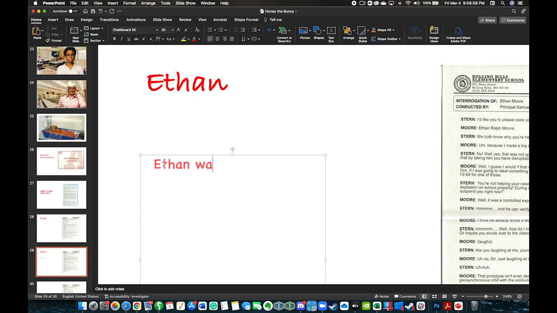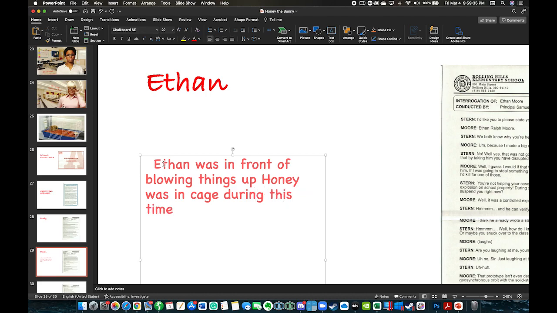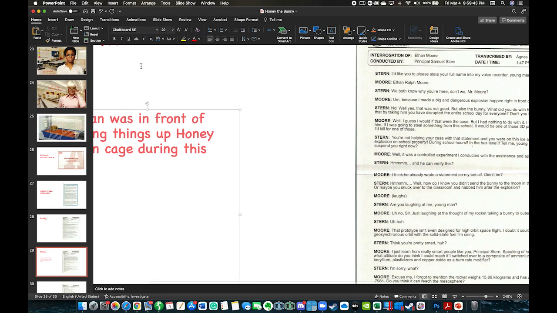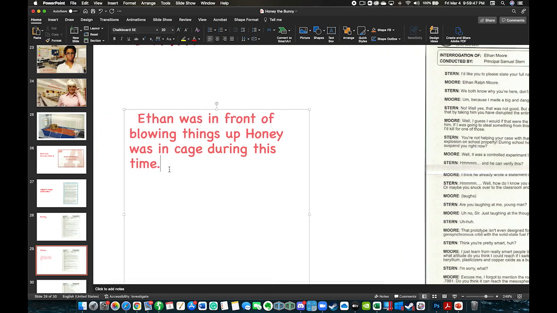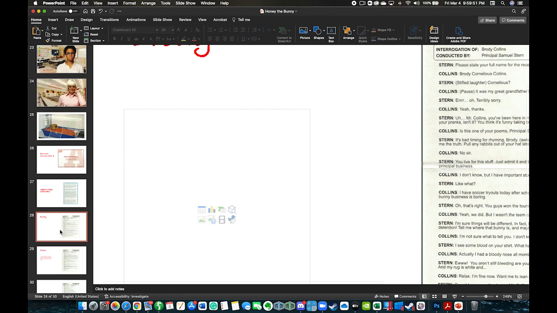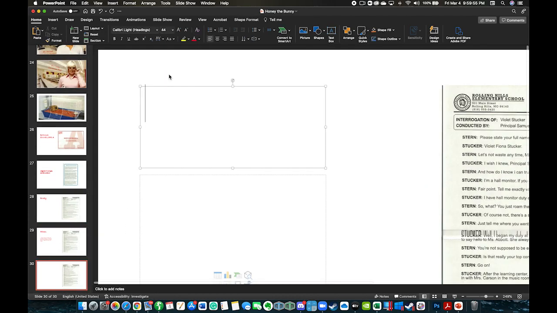Okay, Ethan was in front of school blowing things up. Honey was in the cage during this time. I'll fix the coloring later. I don't like this coloring at all. It's too bright. So we did that. We cleared him. Now we just have to do Violet.